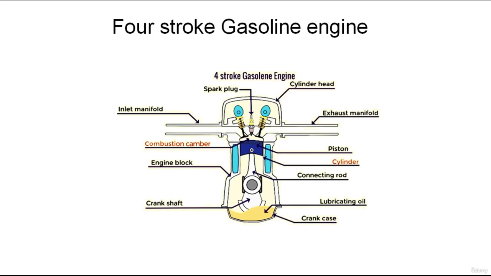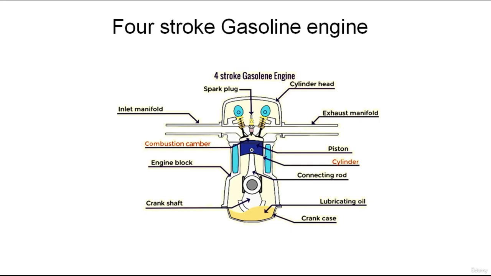So the combustion chamber is the space between the top of the piston and the cylinder head. It's an enclosed area in which the fuel and air mixture is burned. The piston fits into a hollow metal tube called a cylinder, and the piston moves up and down in the cylinder.